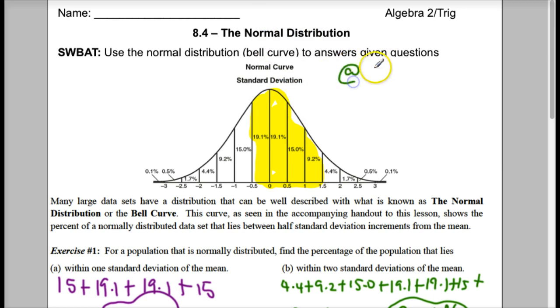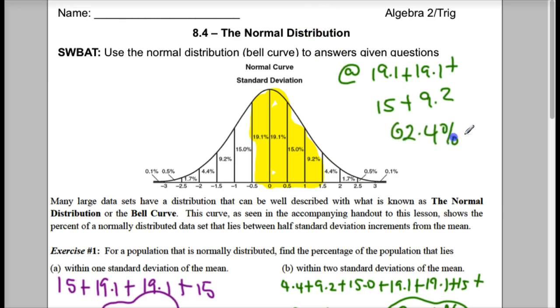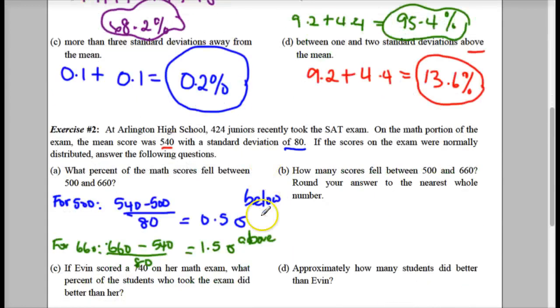So for part A, what we're going to do is 19.1 plus 19.1 plus 15 plus 9.2, which will give me 62.4%. So 62.4% is the percent of math scores that fell between 500 and 660. So moving on to B.